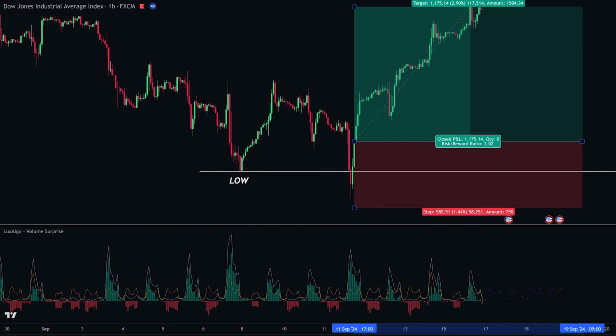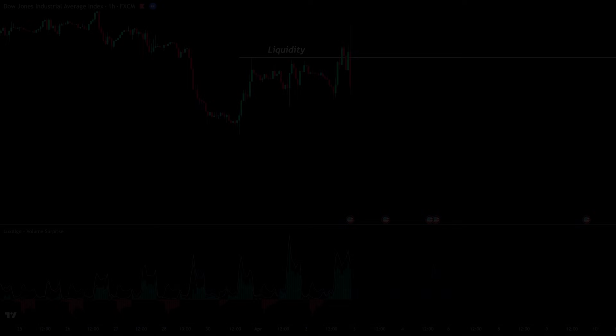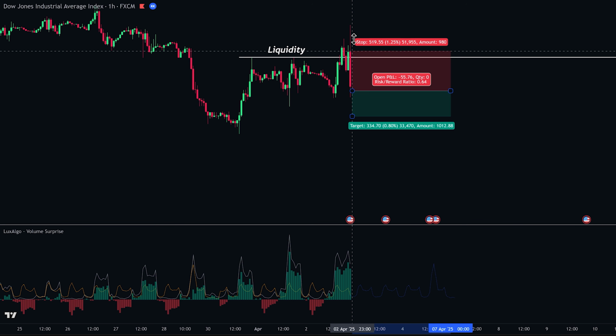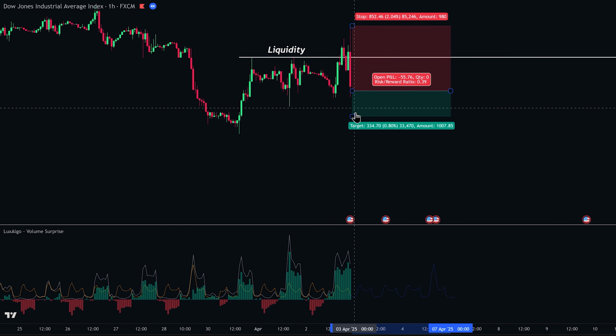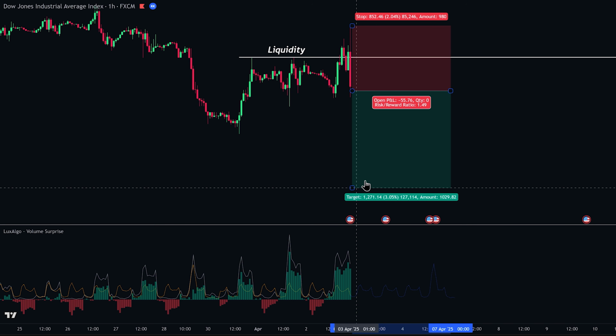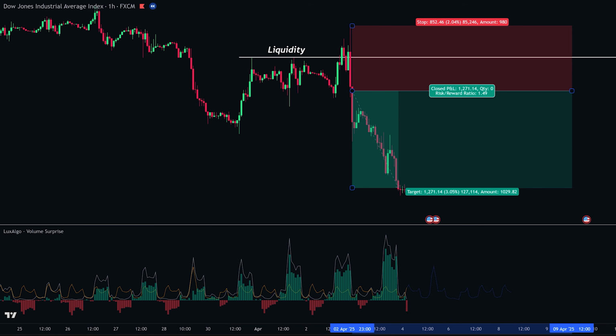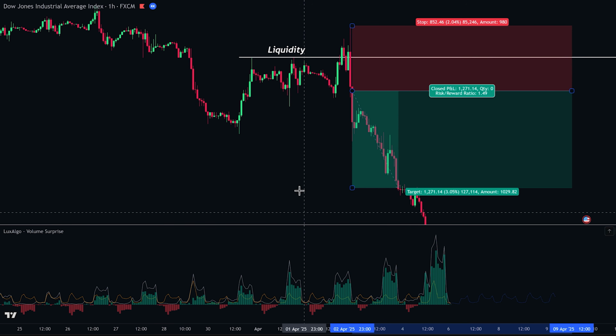This setup gives you extremely precise entries. For a sell setup, it's the opposite. When price sweeps above a previous high and you see a strong volume spike, it means liquidity has been taken from the top. Enter your sell trade as price closes back below the liquidity area. Set your stop just above the sweep candle's wick and target the next liquidity zone below. This setup gives you extremely precise entries with tight stops, since it combines liquidity behavior with confirmed volume participation.